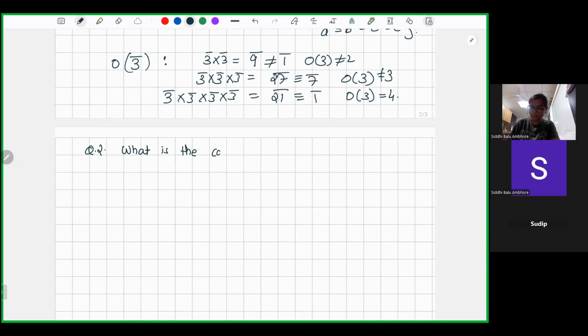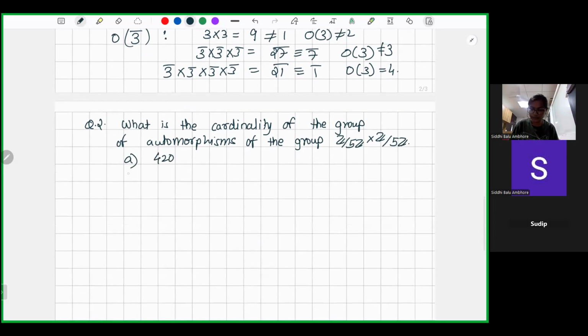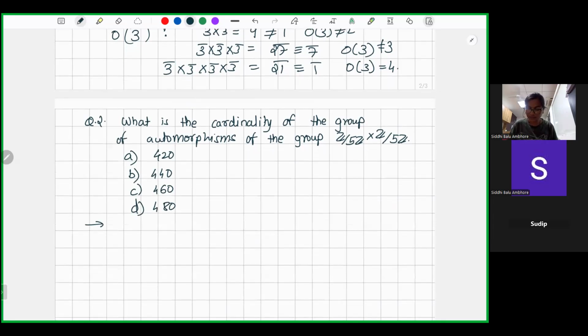What is the cardinality of the group of automorphisms of the group Z5Z cross Z5Z? The options are 420, 440, 460, and D is 480. Okay, so we have to calculate this.